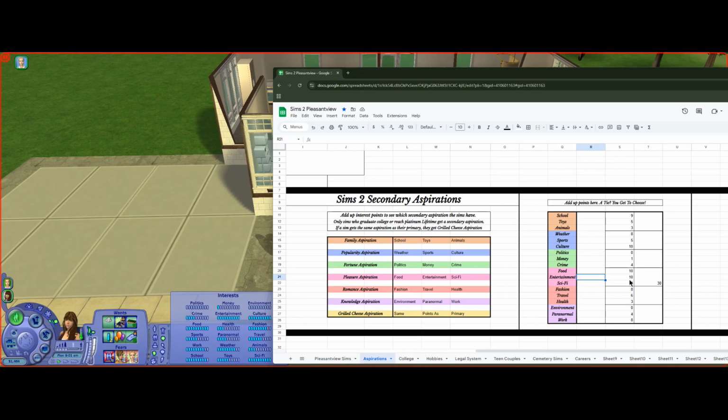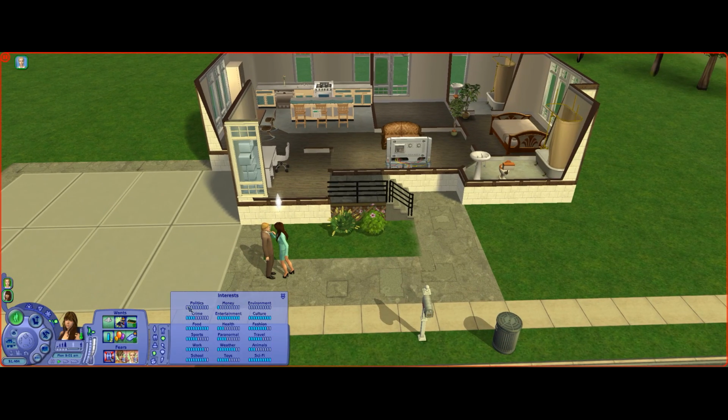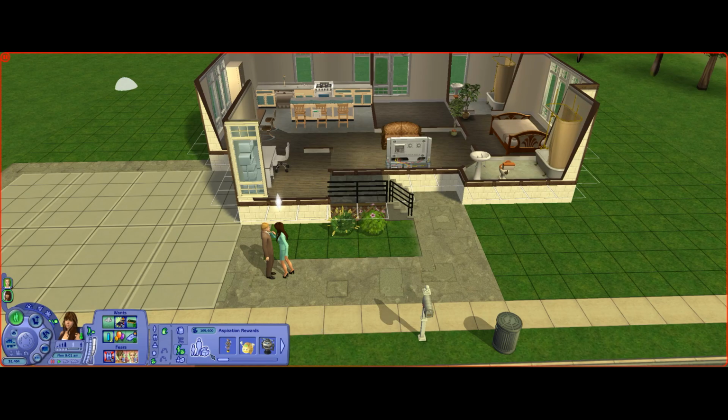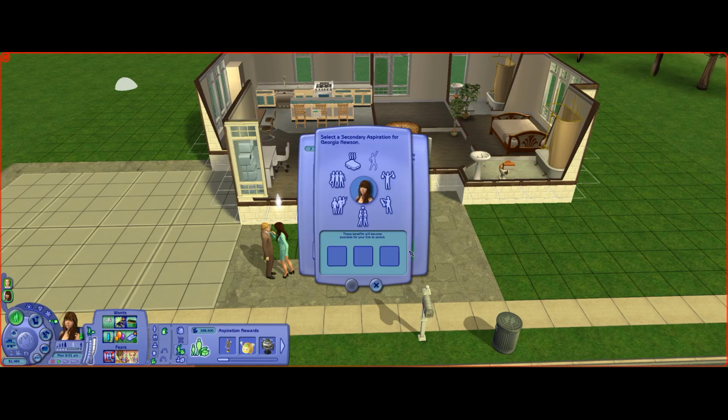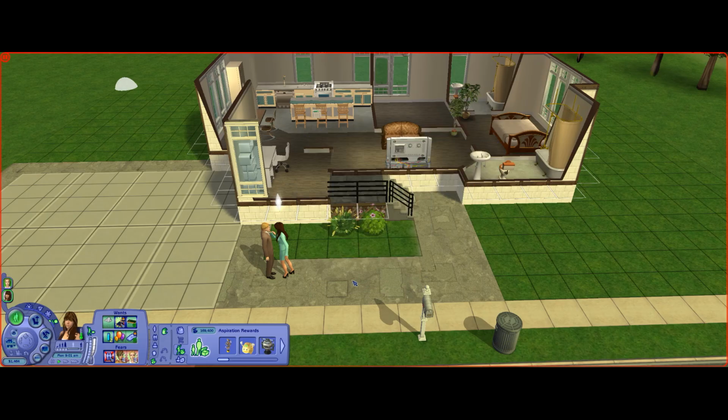Because she's very interested in her pleasure lifestyle. So since her first aspiration is pleasure, okay? If a Sim gets the same aspiration as their primary, they get the grilled cheese aspiration. So that means Georgia Newsom here, her secondary aspiration is actually grilled cheese because she got pleasure again. So she's going to get the grilled cheese aspiration.